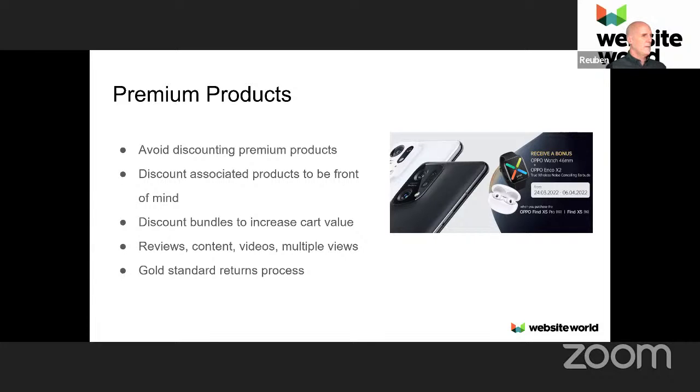And again, we're going to need a lot of reviews. We need content. We need multiple views of the product. We need to really help the customer be interested in this product when they're not there to touch it, or they're not walking past your store. If they're doing it online, you need to just give them a whole lot more.